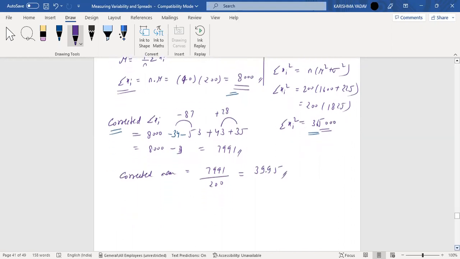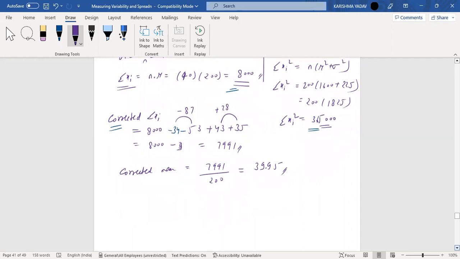Now what is the corrected variance, corrected standard deviation? For that we are going to use corrected sigma xi square. What is corrected sigma xi square? Like we have done for the mean, we are going to subtract the values that are wrong and add the values that are correct. So 365,000 minus 34 square minus 53 square, and add the values that are correct, plus 43 square plus 35 square.